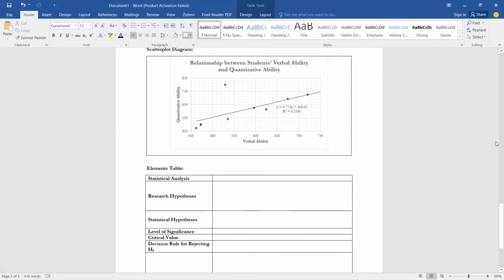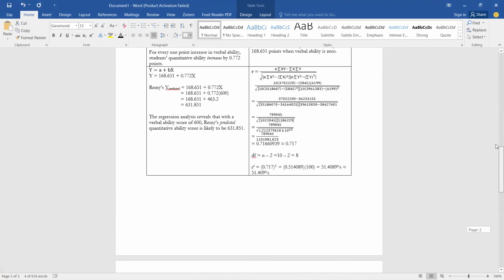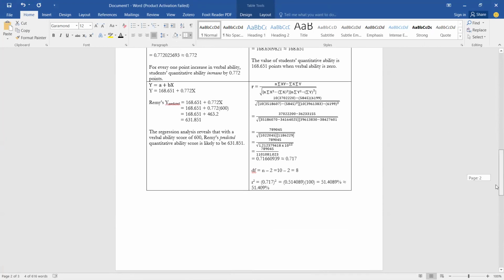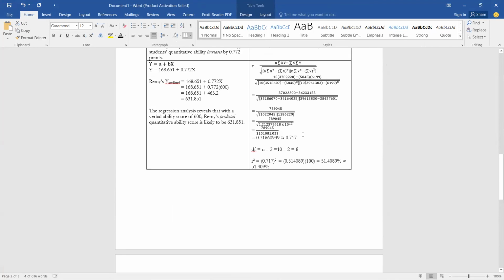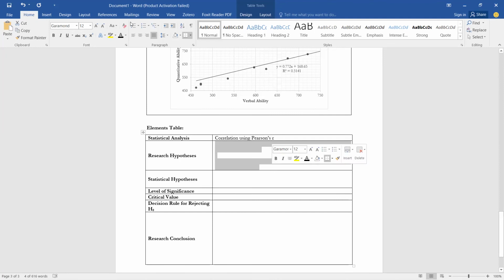So there. And the last thing to finish is the elements table. So the statistical analysis we are using is correlation using Pearson's R. So we're done with the regression, okay? We are simply finalizing our answers now with the results of our Pearson's R. Our research hypothesis could look something like this. The verbal ability of students is not related to their quantitative ability and vice versa. Alternative is it is related to their quantitative ability and vice versa.